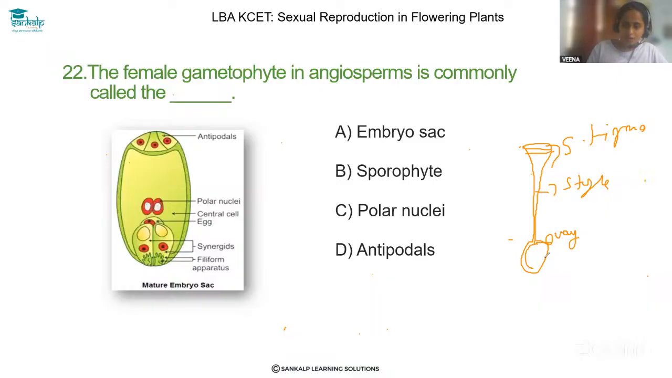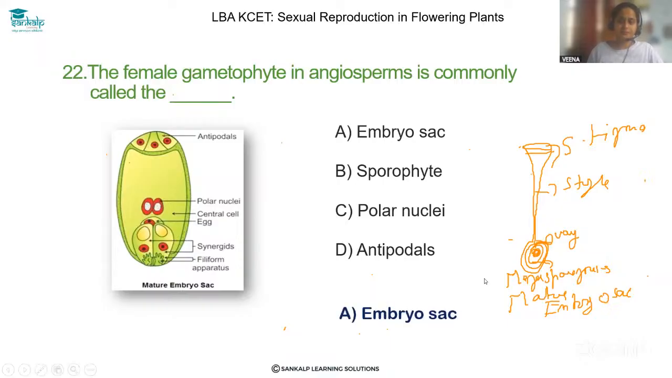Inside the ovary, what happens? Here itself is the female part, the ovary. It undergoes megasporogenesis and develops into a mature embryo sac, which is ready to receive the male nucleus. So the correct answer is option A, embryo sac. Thank you.